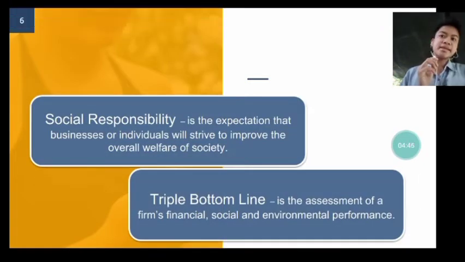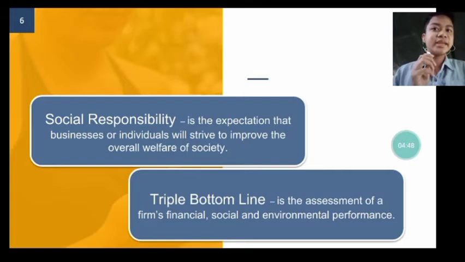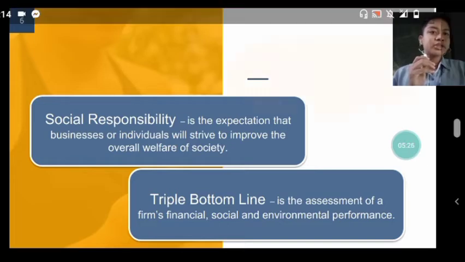So as you can see, these are the two new ways of thinking for organizations that focus on considering their stakeholders and evaluating their performances. Stakeholder management focuses on the expectations of its stakeholders or anyone that has an interest in the corporation. So the corporation or organization made two new ways of thinking that will satisfy the expectations of those stakeholders. So first, we have the social responsibility.